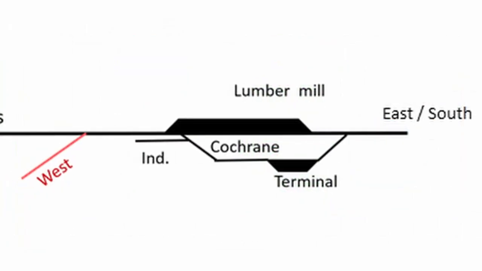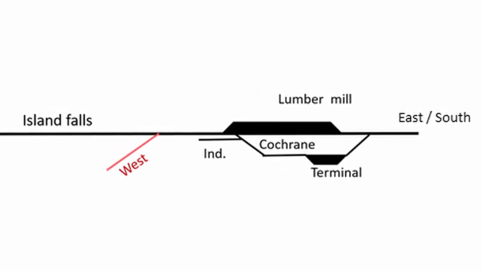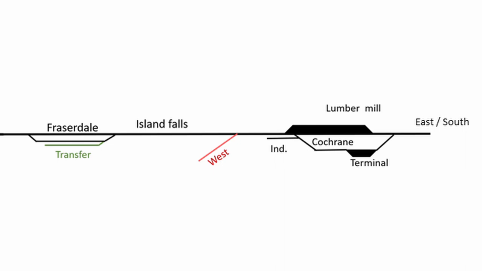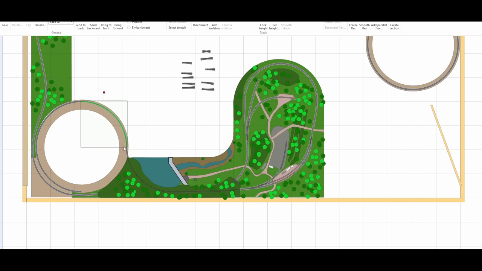Coming back to our schematics, here you see on the right, this is what we discussed. Cochrane, Island Falls, that's where the trestle would be. And then Fraserdale, that's all on the layout tier or deck number one. Now on to the helix. So coming out of the helix from here, we enter the layout on the top.